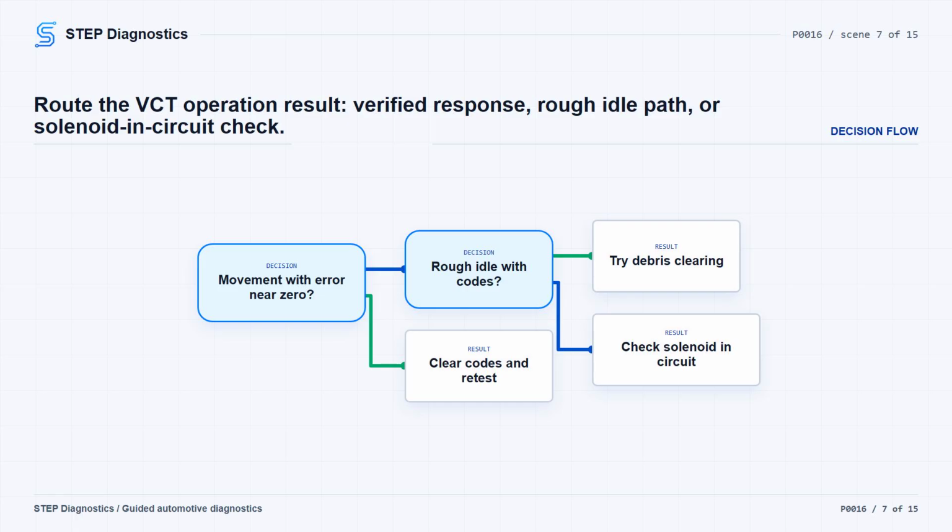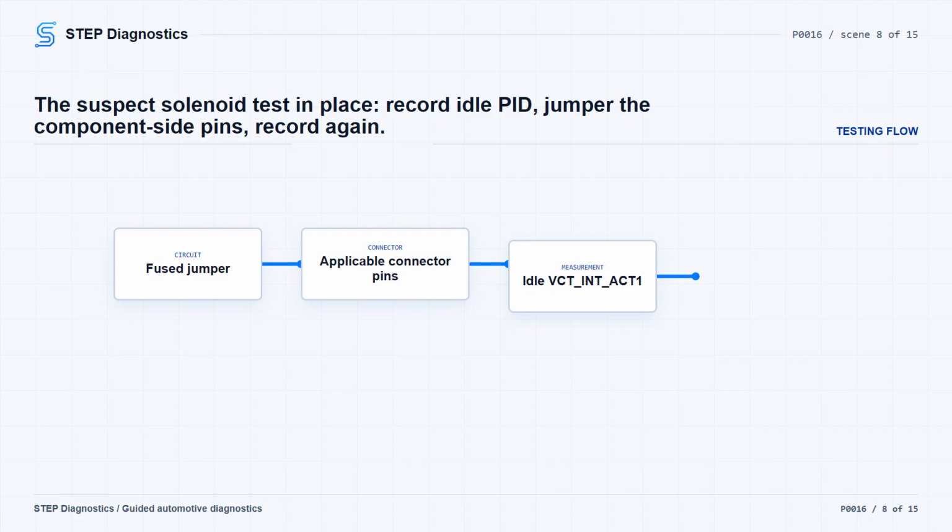If it does not pass this check and the engine runs rough at idle with KOER or continuous memory codes present, move to the debris clearing step. For the other failed results, move to the solenoid functionality check. For the solenoid functionality check, stay on the suspect VCT solenoid indicated by P0016. Turn the ignition off, disconnect that VCT solenoid, start the engine, and keep monitoring VCT INT ACT1 in degrees. Record the PID value at idle.